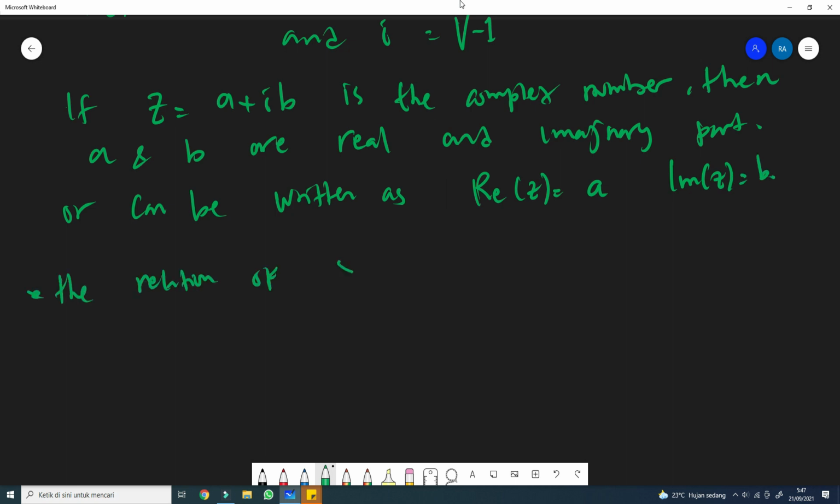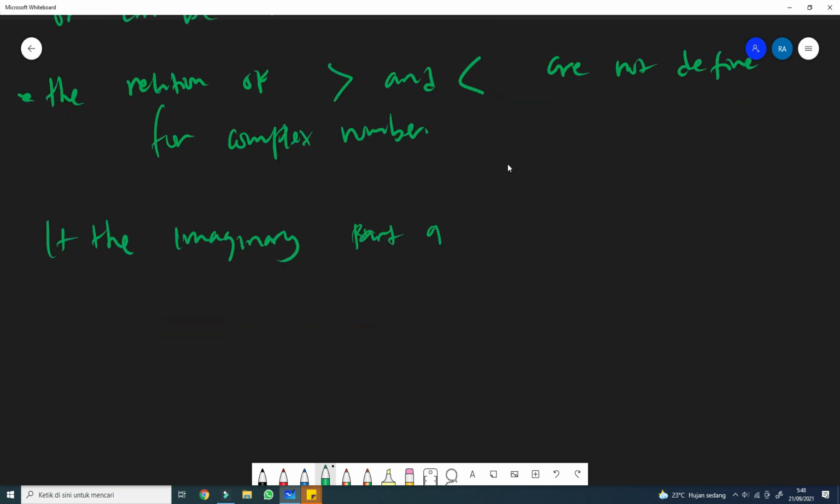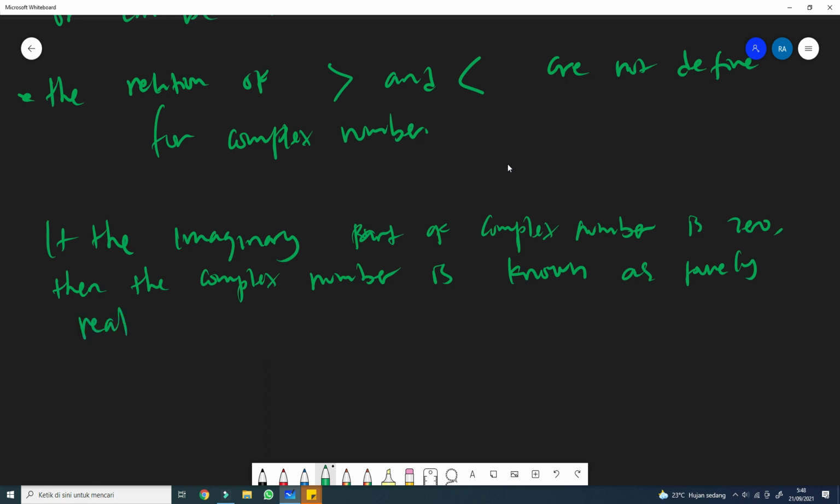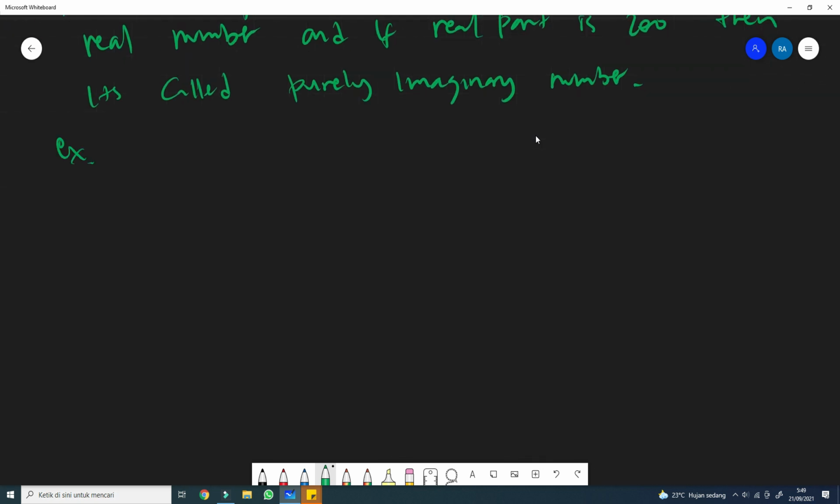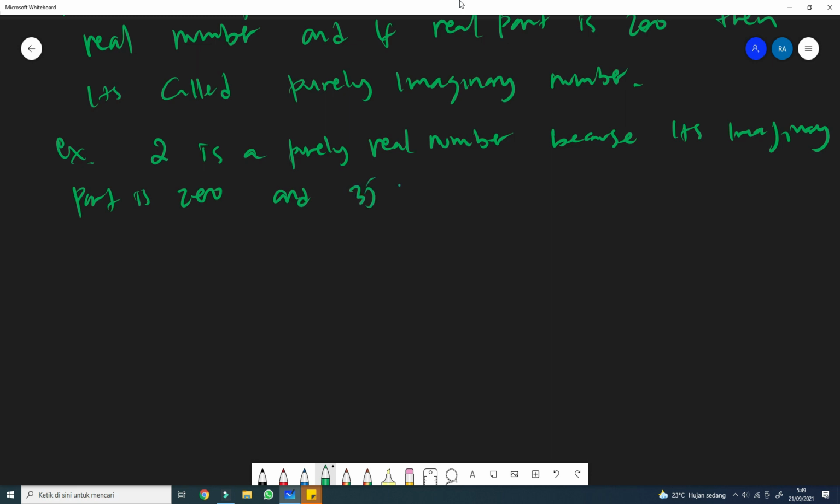Other relations, greater than and less than, are not defined for complex numbers. If the imaginary part of a complex number is 0, then the complex number is known as a purely real number. And if the real part is 0, then it is called a purely imaginary number. For example, 2 is a purely real number because its imaginary part is 0, and 3i is a purely imaginary number because its real part is 0.